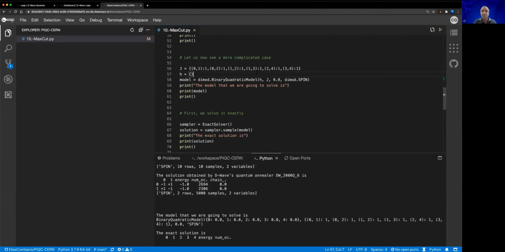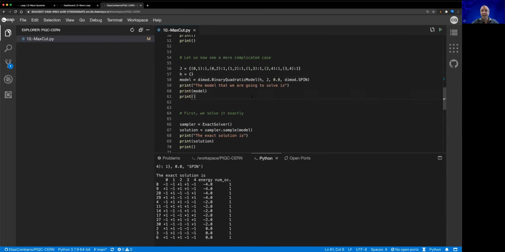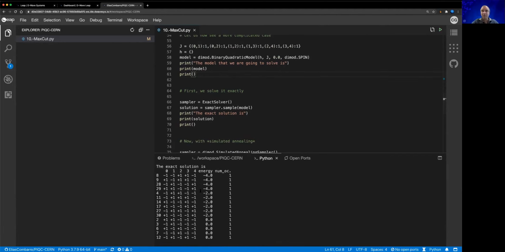Okay, so the minimum energy that I'm going to obtain with this is not going to be -5, which is the number of edges that we have in the graph, because it's impossible to cut all of them. Okay, so now we are going to do exactly what we did in the other case. We are going to run the algorithm that exactly solves it, finds all the different solutions and computes their energy.